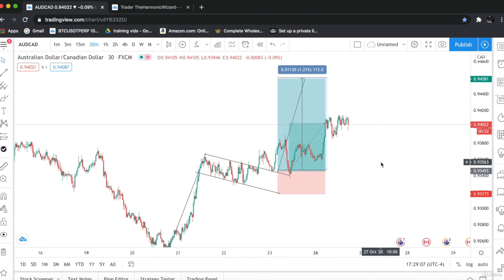I hope you have learned the bull flag pattern. Try to practice this pattern as much as possible. Consistency is the key, guys. Go to tradingview.com, practice as much as you can. If you're stuck somewhere, just let me know. I'll be there to help you out.